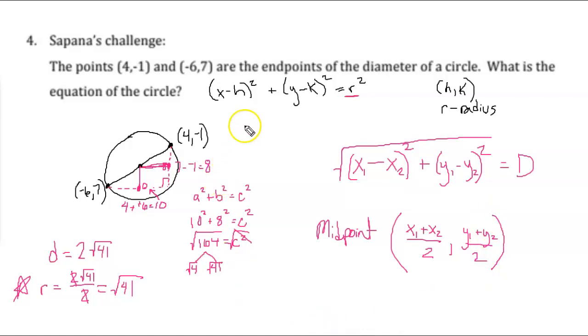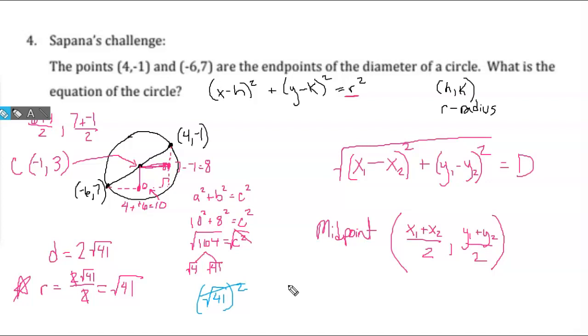So for this particular problem, we've got -6 and 4. So -6 plus 4 divided by 2. And for our y values, we have 7 and -1. So I'm going to end up with -2 divided by 2, which is -1, and 6 divided by 2, which is 3. So now I have the center of my circle because it's the midpoint between these 2 points.